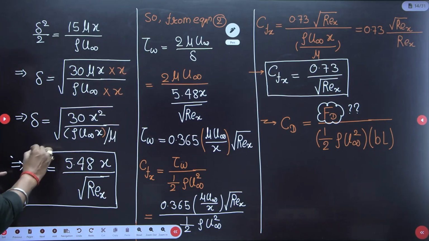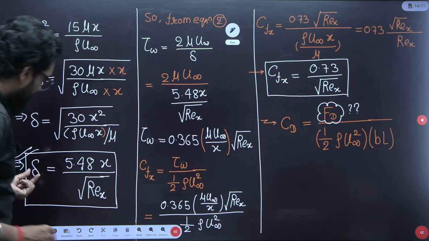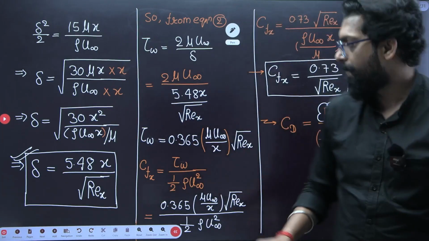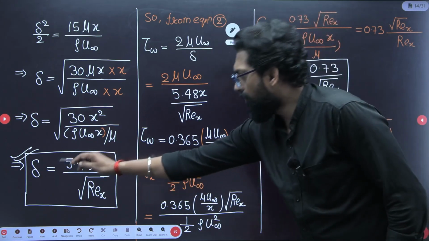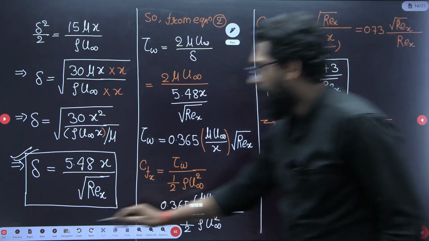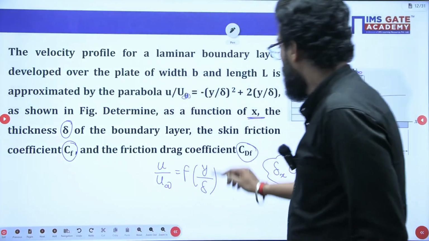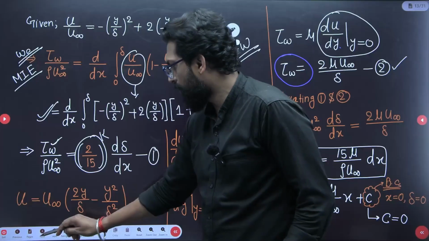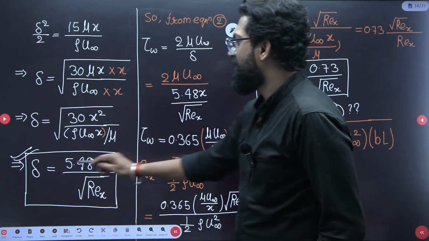After arranging, this is your boundary layer thickness. This boundary layer thickness is a function of the local Reynolds number. Okay. So you have this boundary layer thickness. So the first answer is got. What is the first answer? You have to find the boundary layer thickness at x. So what is the boundary layer thickness according to this profile? According to this profile, this is your boundary layer thickness.